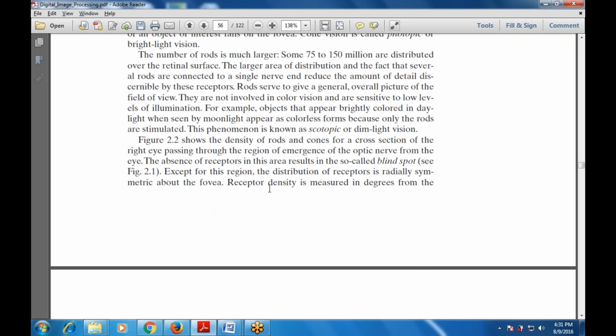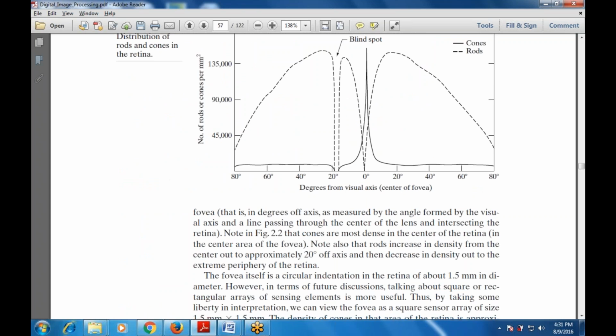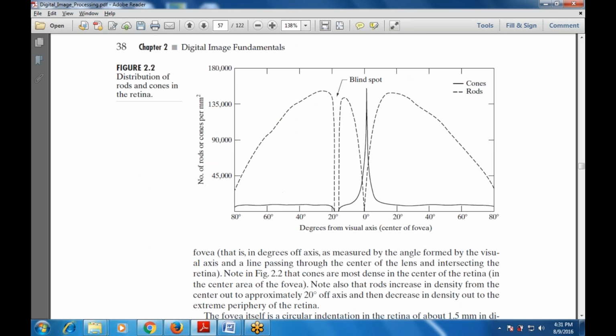The absence of receptors in this area results in the so-called blind spot, and except for this, the distribution of receptors is radially symmetric about the fovea. Receptor density is measured in degrees from the fovea, ranging from 0 to 80 degrees. The angle is formed by the visual axis and the line passing through the center of the lens and intersecting the retina.